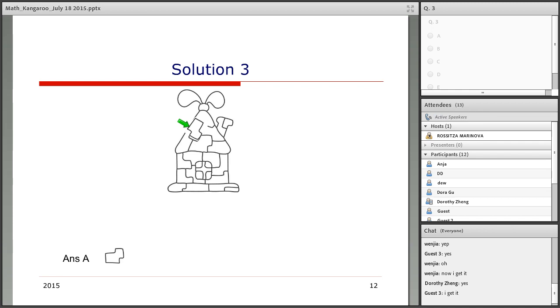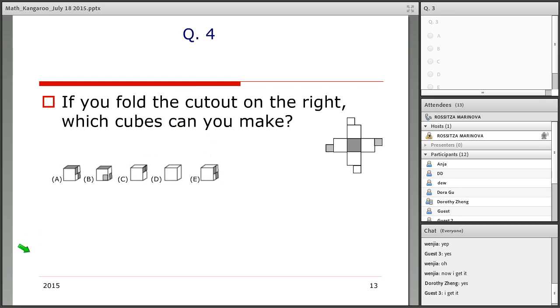So we can move on to the next question now, question number 4. Okay, let's go. This is our 4th question. If you fold the cutout on the right, if you see on the right, this is where my arrow is pointing, which cubes can you make? Now, this particular template is of an unfolded cube. I'm sure you all must be playing with cubes, the Rubik's Cube, a 3D shape. Now, when you open this cube, you get this template. When you fold this particular template, which cube would you get? Is it A, is it B, C, D, or E? Think about it, try to visualize it, and have fun finding the answer.